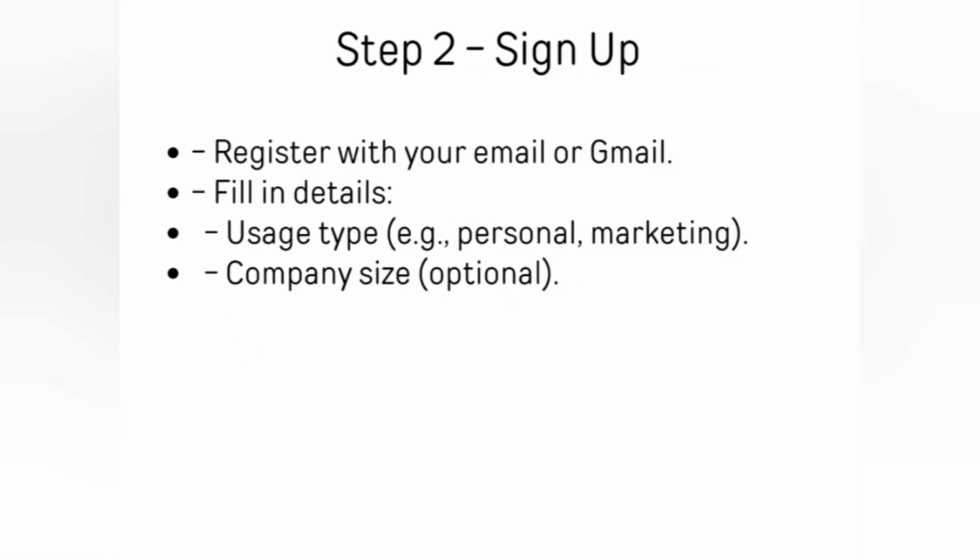So the steps: once you get to the website, you're going to register with your email or your Gmail, and then you fill in your details. Some of the details you fill in also include your usage type. Are you using it for personal purposes or marketing? What's your company size? You could choose personal in that case.